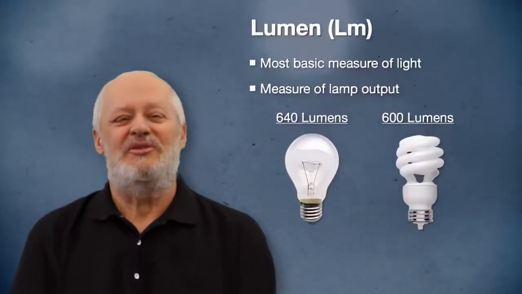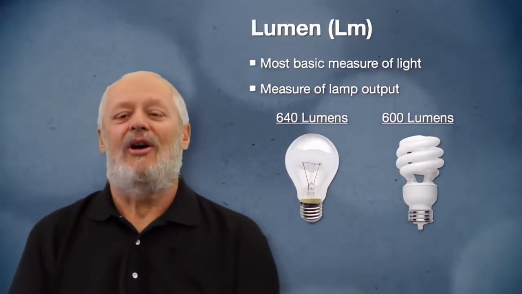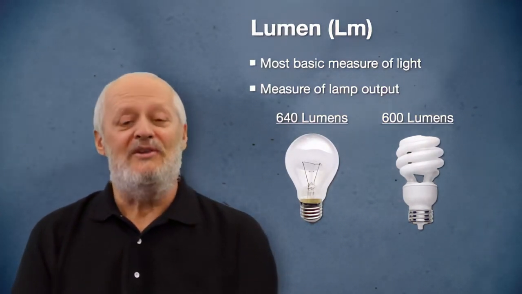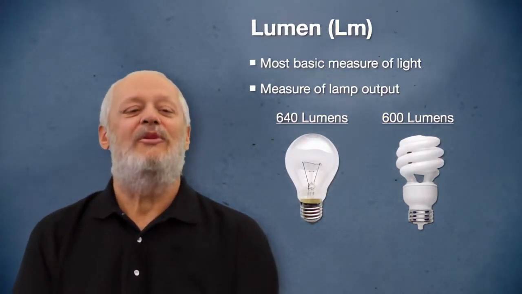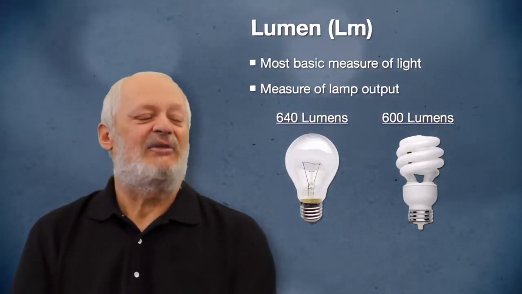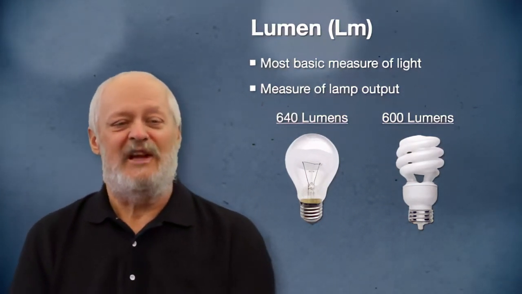Lumens are really important to us because they are our most basic measurement of light. All our other lighting metrics are based in terms of lumens. We use lumens on a regular basis to measure the output of lamps. Lumens are not easy to measure. We need a laboratory to measure lumens. So it's not something that you're going to take a light meter and measure the lumen output of a lamp.